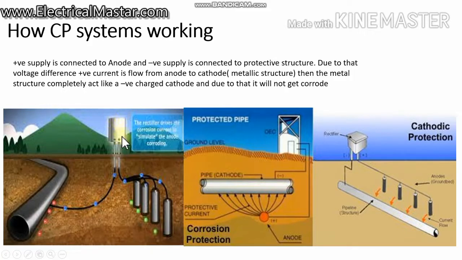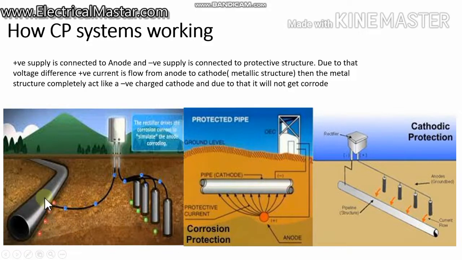Similarly, we are applying the external DC supply there also. The external DC supply positive is connected to that anode and the negative is connected to this metallic structure. So the negative will automatically be placed on one side. This entire pipeline will act like a cathode, because it is carrying only the negative, and this anode is acting like a positive. So always the circle is continuous.